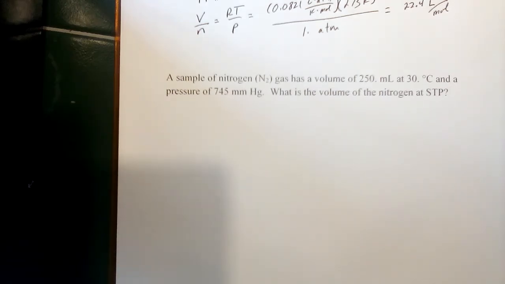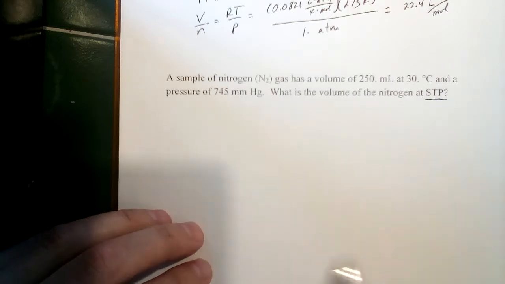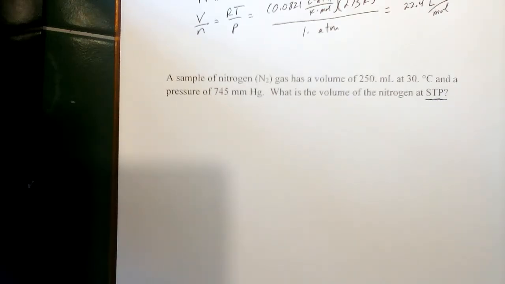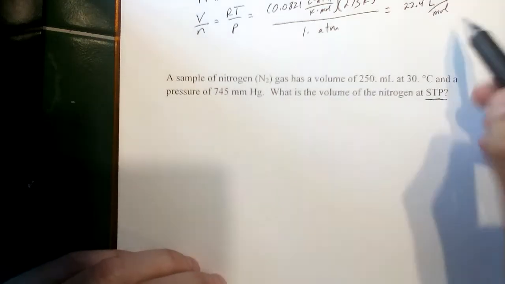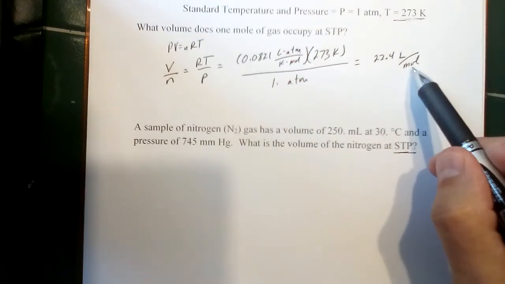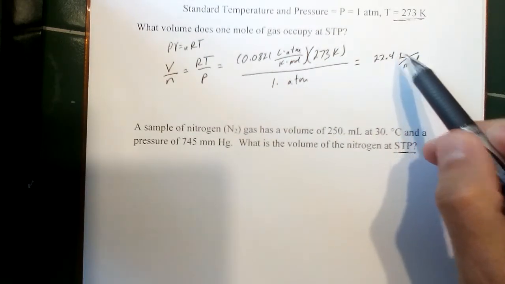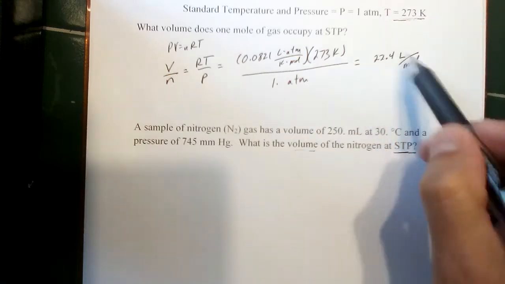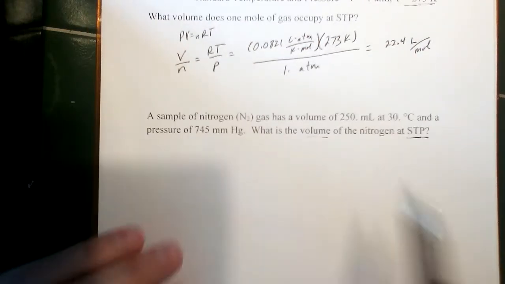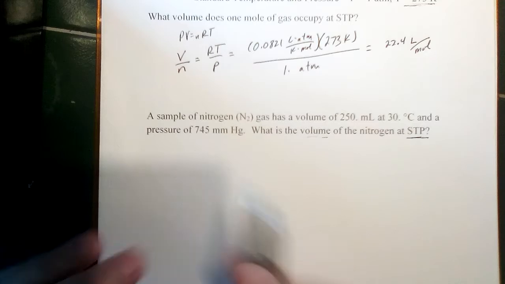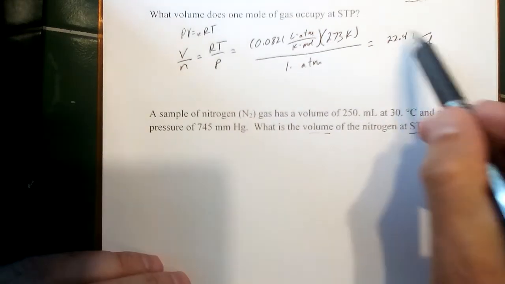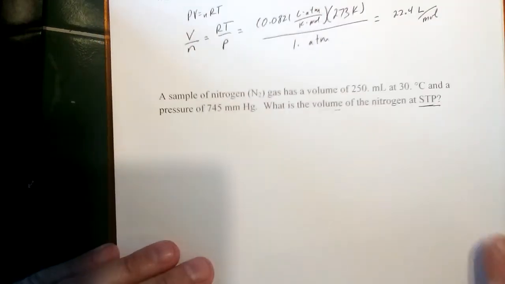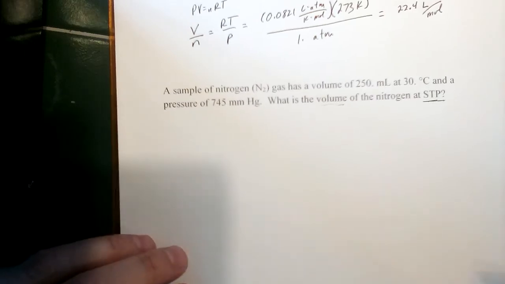P1 V1 over T1 equals P2 V2 over T2. That would work. But if we notice the STP here, we might recognize that if we can figure out how many moles are in the sample, we can relate that directly to the volume that we're looking for, if we remember that 22.4. So if I just take the first two pieces of information and solve for moles, I can use the molar volume as sort of a shortcut for the second part of the problem.